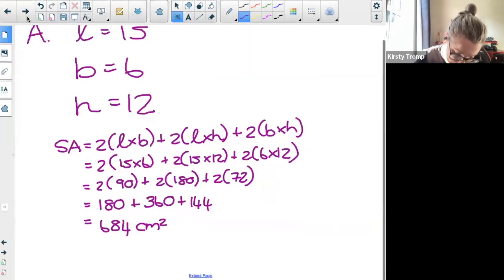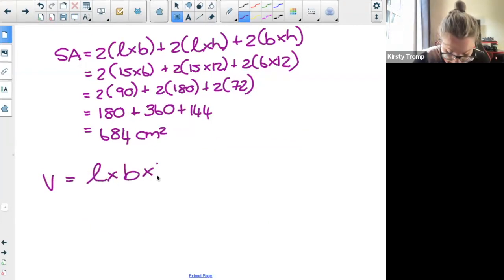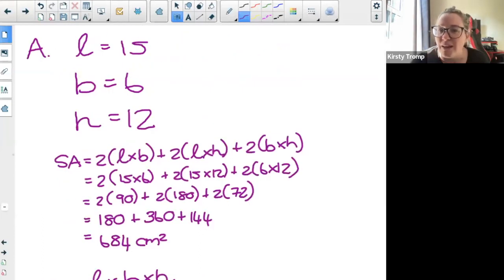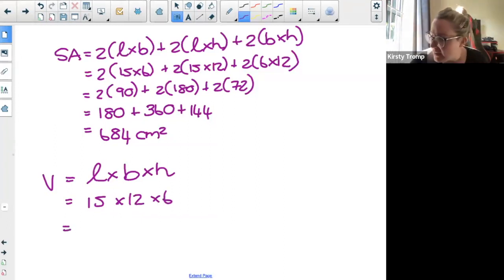So to get volume for this shape, we've got to say volume equals length times breadth times width times height. Who's with me? Itandile is still with me. Hi, Itandile. Okay, so we've got 15 times 12 times 6. Itandile, you still with me? Yes, ma'am. Okay, do the calculation for me on your calculator, please. It's 1080.